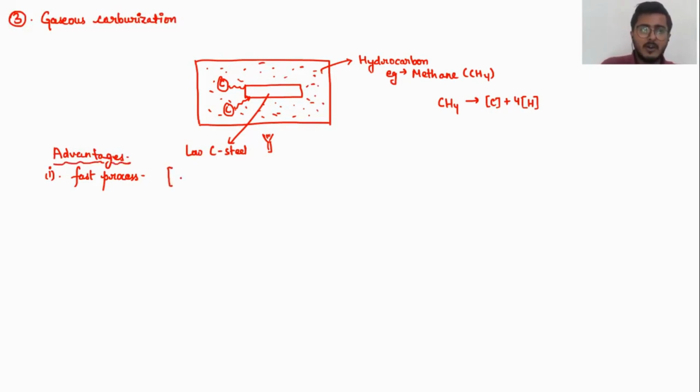And why is that so? Because the diffusivity of the gaseous state is larger as compared to the liquid, which is larger as compared to the solid state. So this is definitely a fast process. Along with this, the other advantage is that it can be used for bulk samples. In the case of liquid and solid carburization, it is limited to the amount of the carburizing medium. But in this case, it can be used for bulk samples.